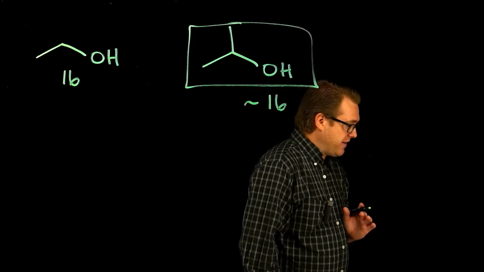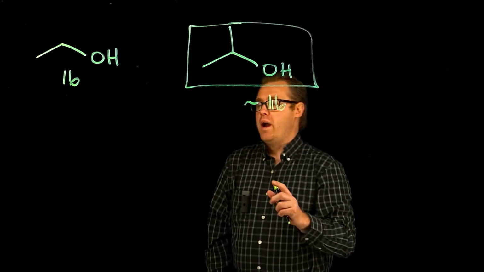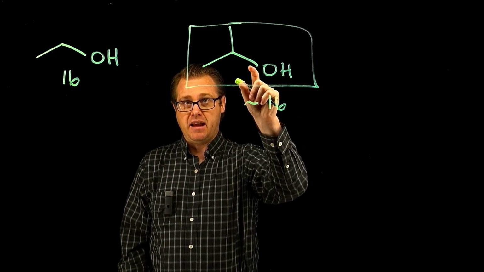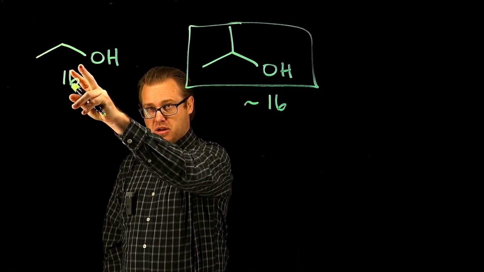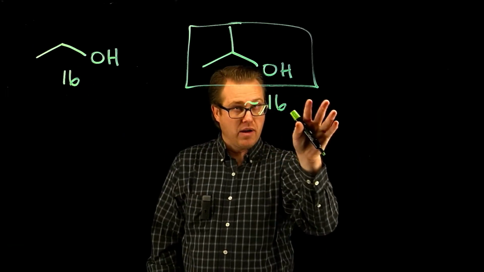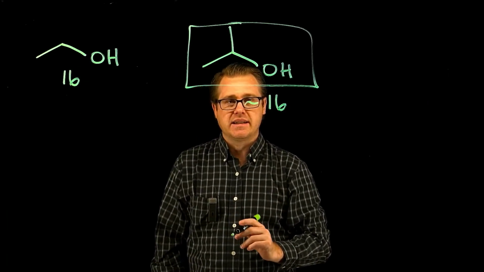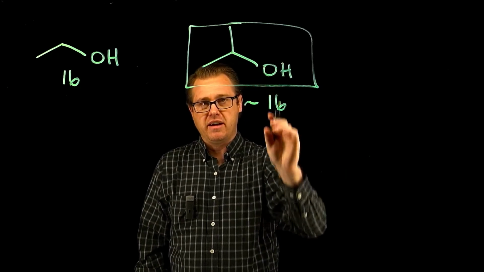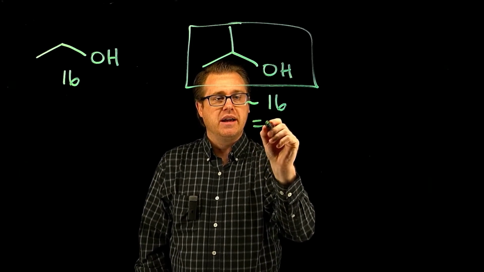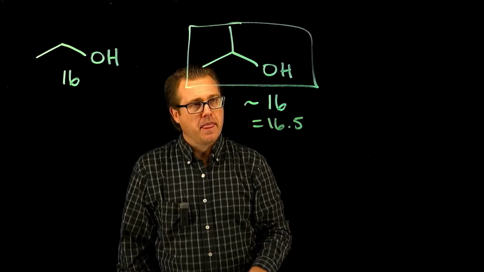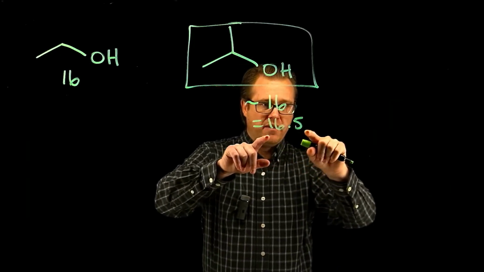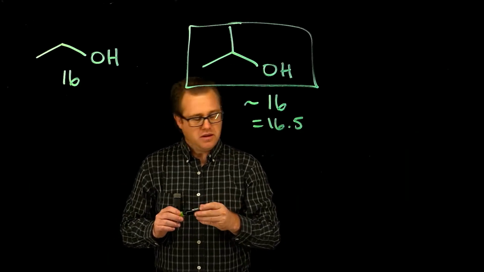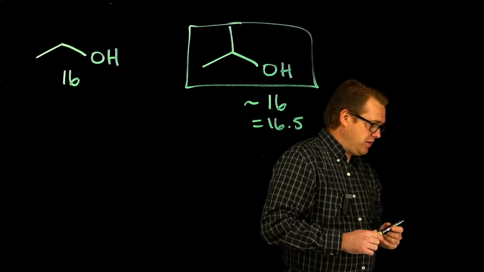And so that is what you're going to have to be able to do when you see a molecule that's not on the pKa table. You need to find something that's very similar, and then you can say it's roughly 16. When we actually calculate or do the experiment to figure out the pKa of isopropanol, it is 16.5. But will you know 16.5? No, you won't, because it's not on your pKa table. So that's one way to do it.